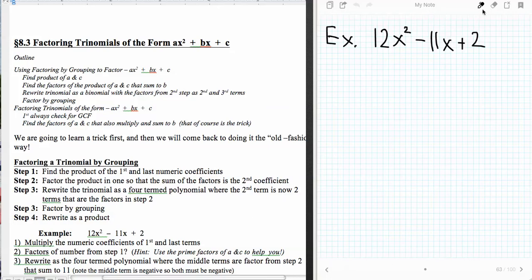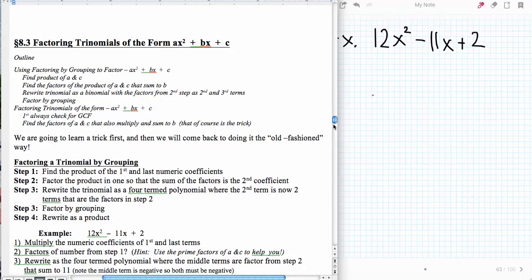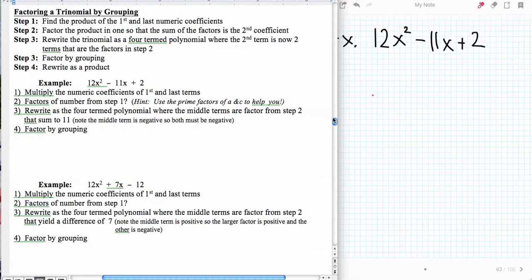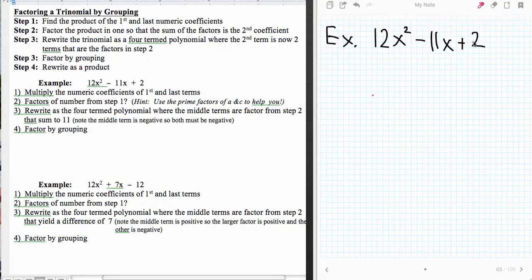All right, we're going to begin our factoring of trinomials of the form ax squared plus bx plus c. One of the methods of doing this is to use a little trick where we find the product of the first and the last terms. So the x squared term and the constant term, we're going to find their product. For this example, we would find that product of 12 times 2. Now once we find that product, 24, we're going to find the factors of 24.